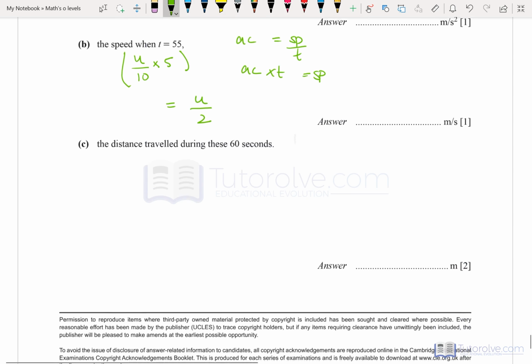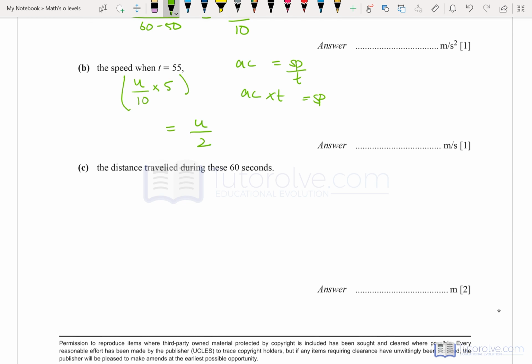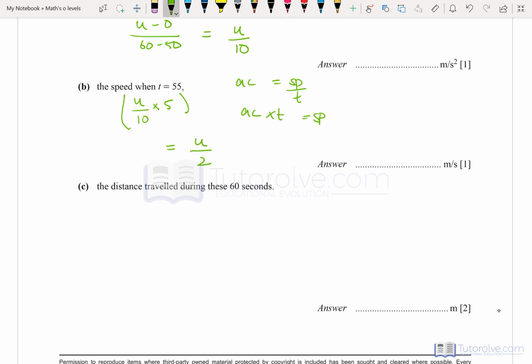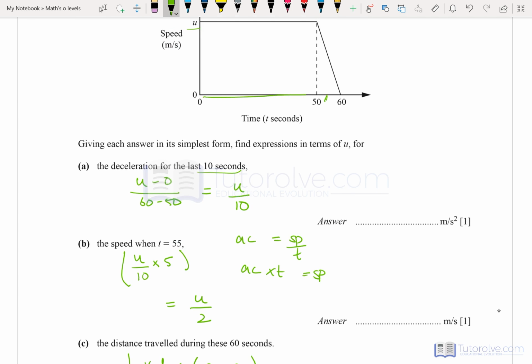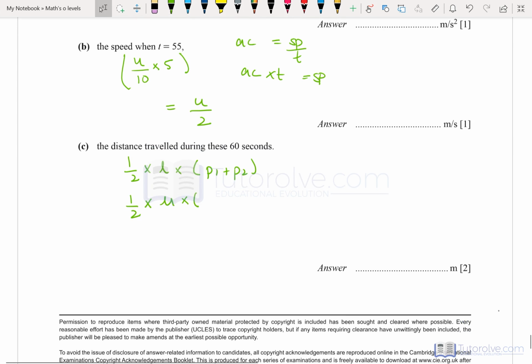So we have to calculate the distance traveled during these 60 seconds. So basically, it's a trapezium. The formula for a trapezium is 1 over 2 into length into the sum of side 1 and side 2. So we have 1 by 2, and our length is u, and one of our sides is 60 and the other is 50. We just need to add 50 plus 60. So we have a final answer of 55u, which is going to be our distance traveled in the 60 seconds.